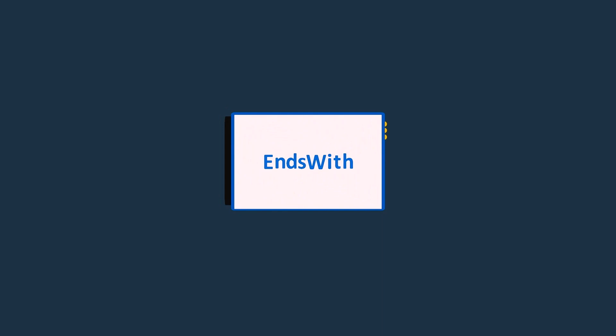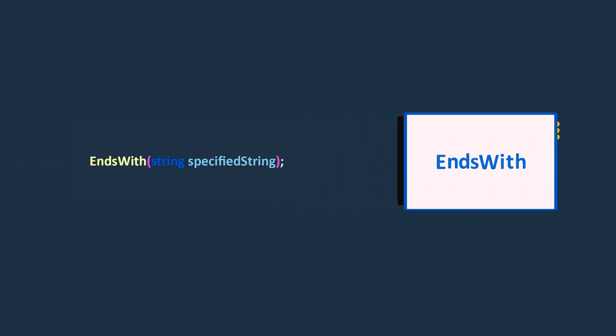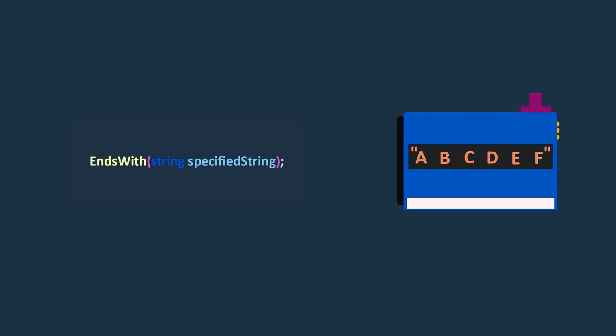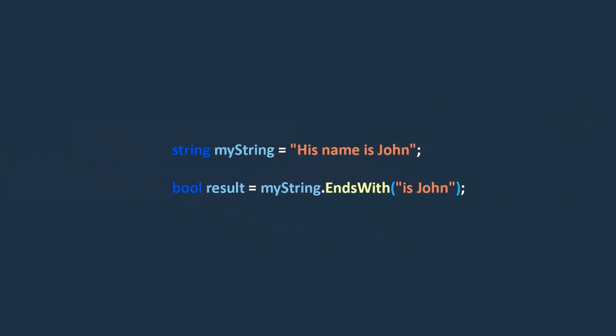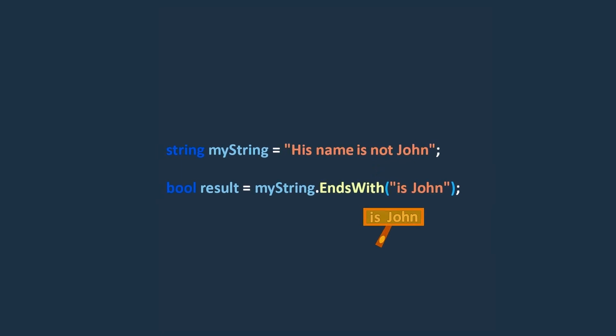Alright, let's move on to the next method, which is the ends with. This is the syntax of this method. The ends with is similar to the starts with method, except that it checks whether the end of the string matches a specified string. For example, here, this method checks whether the myString value ends with is John and returns true. But if we change the myString value to is not John, we get false as a result.